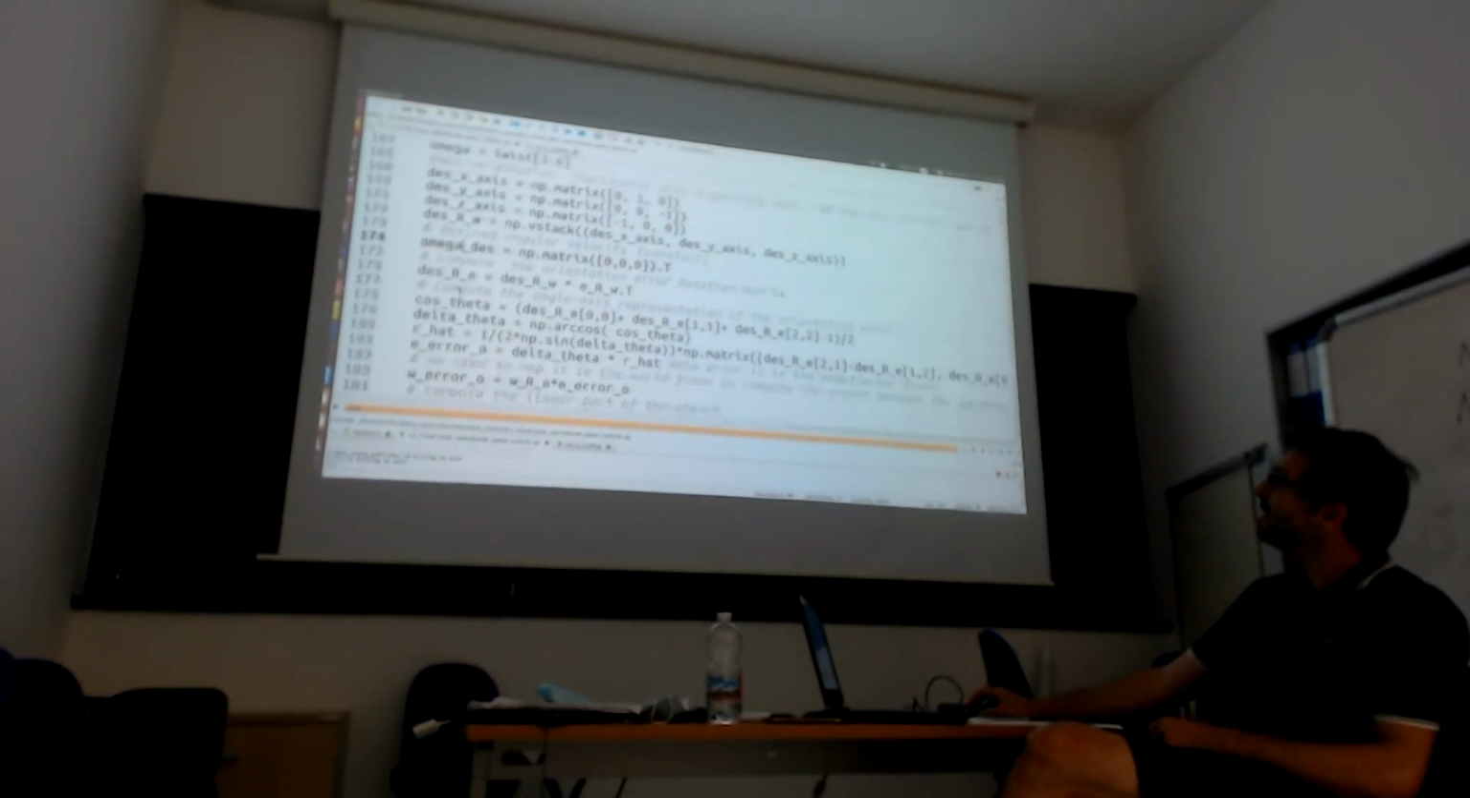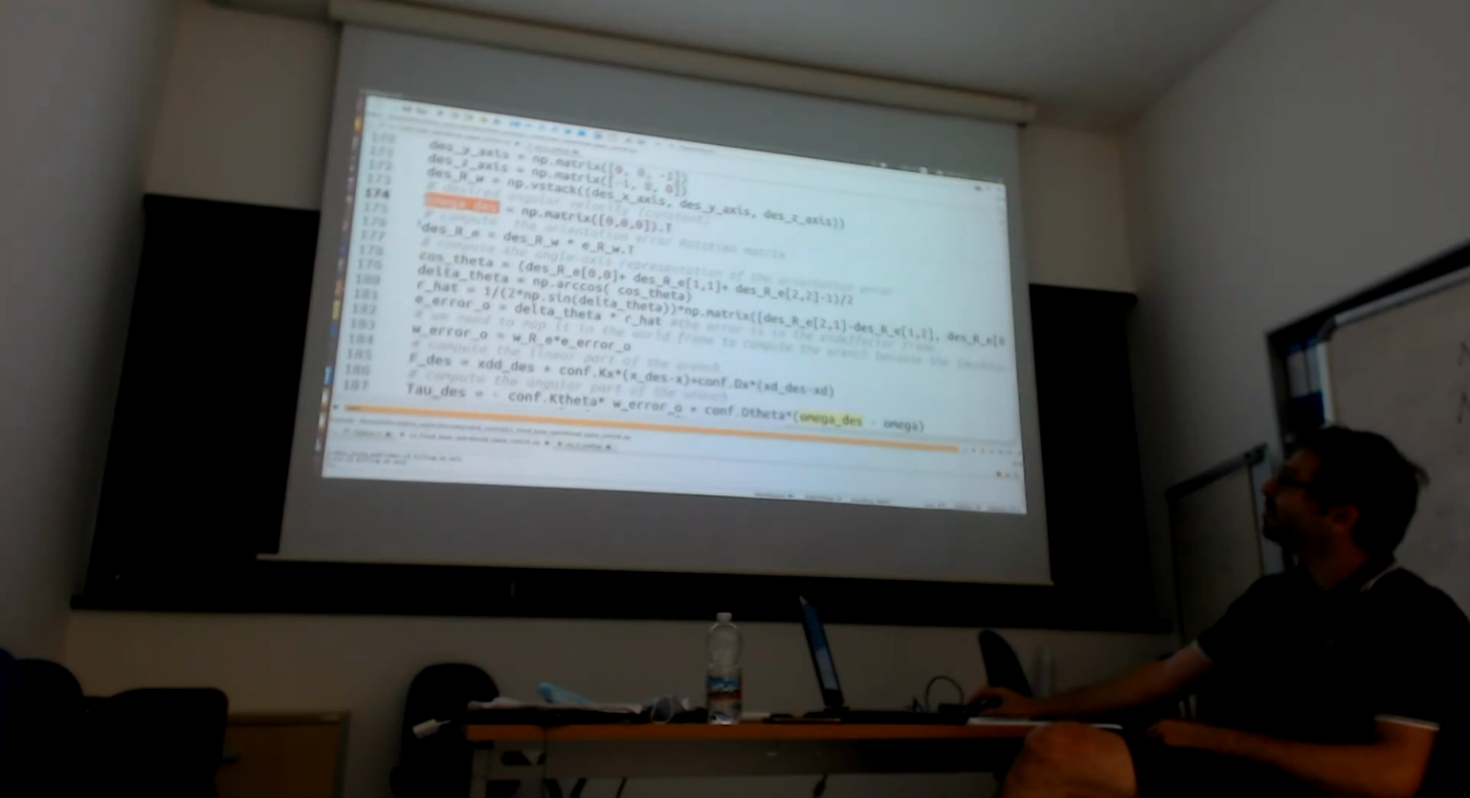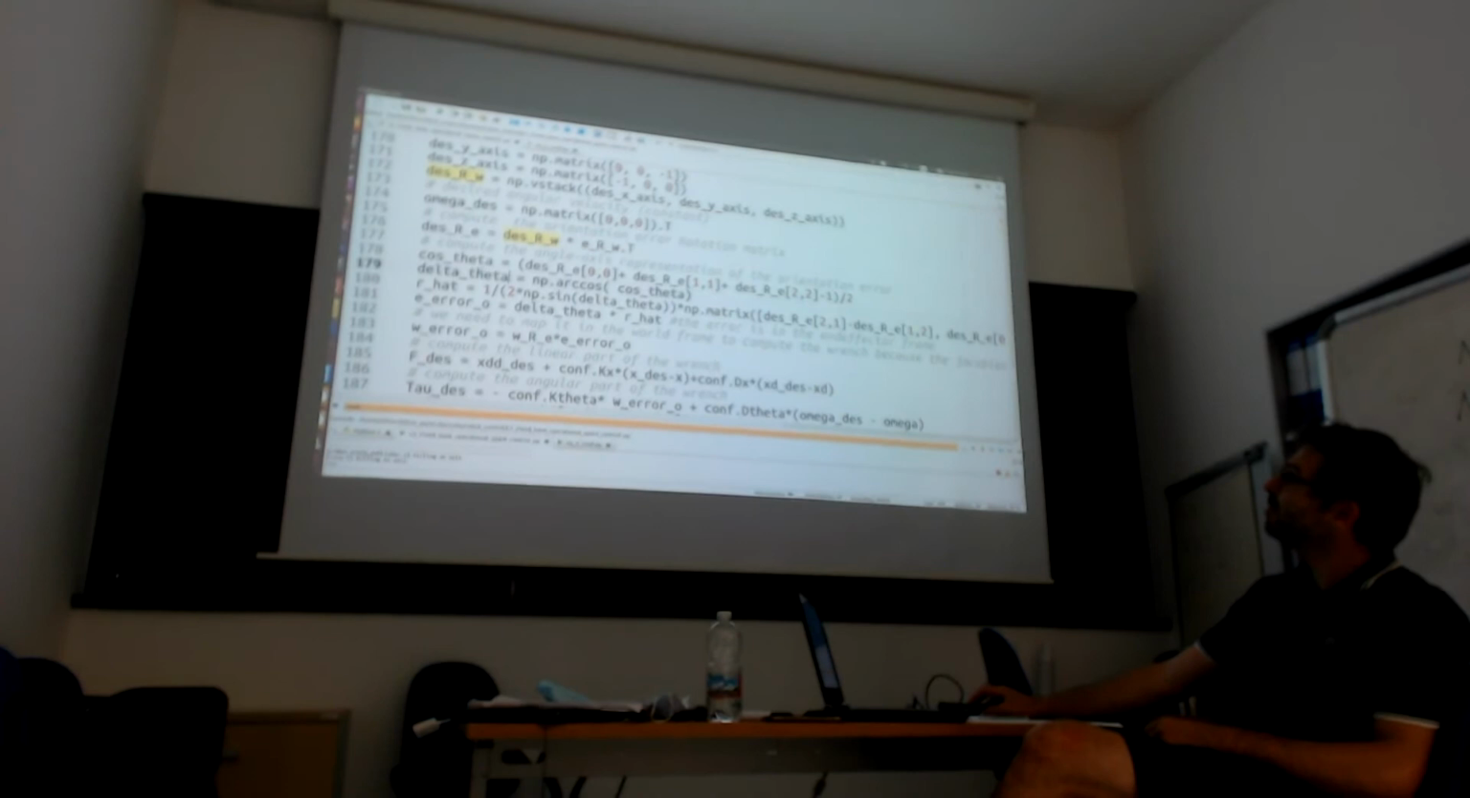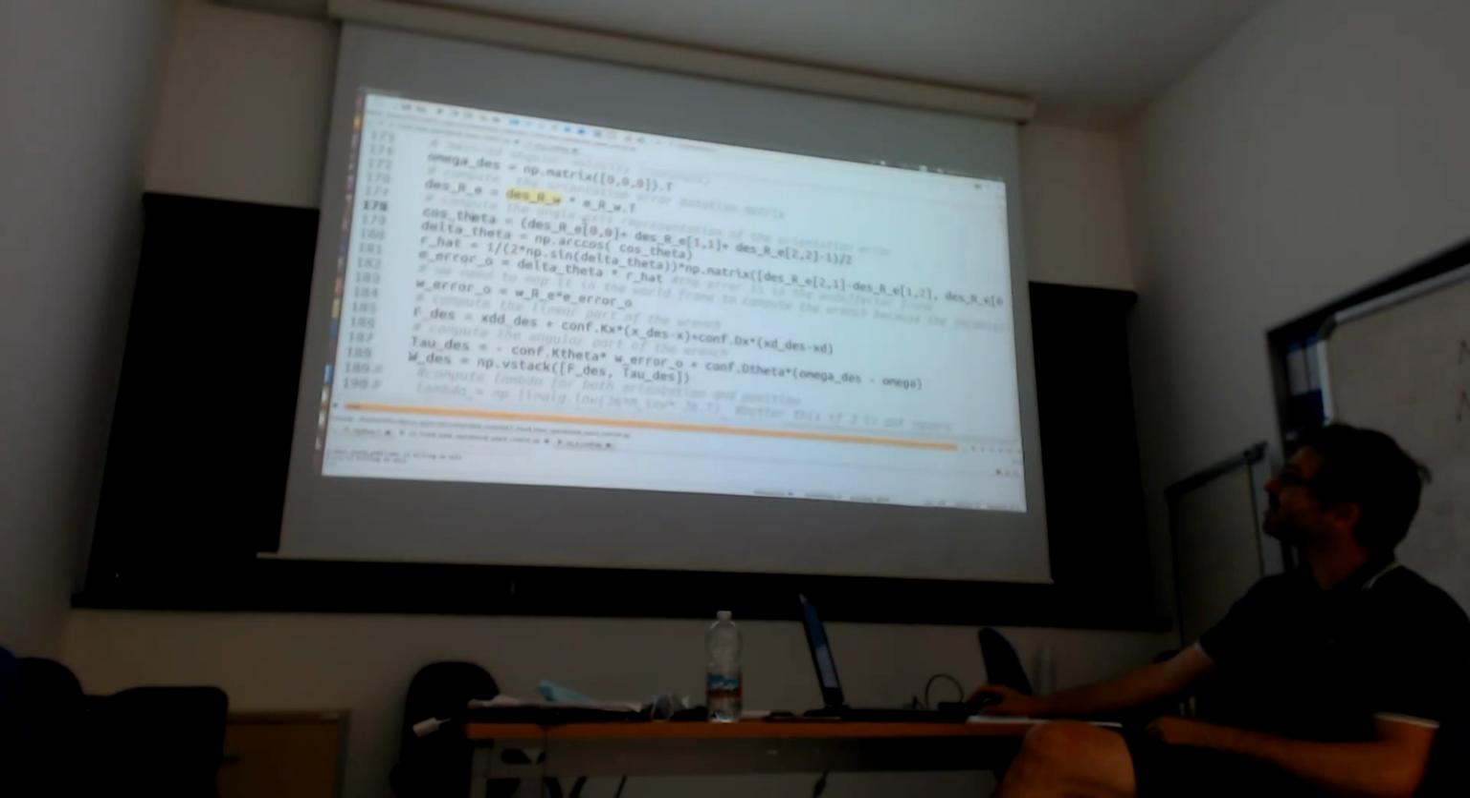And then we also have the desired angular velocity that we want to be 0, so we want to fix this orientation. And we compute the orientation error from these two rotation matrices, the desired one and the actual one. With the actual one we use the transpose. And then we compute the angle-axis representation corresponding to this orientation error in the rotation matrix.